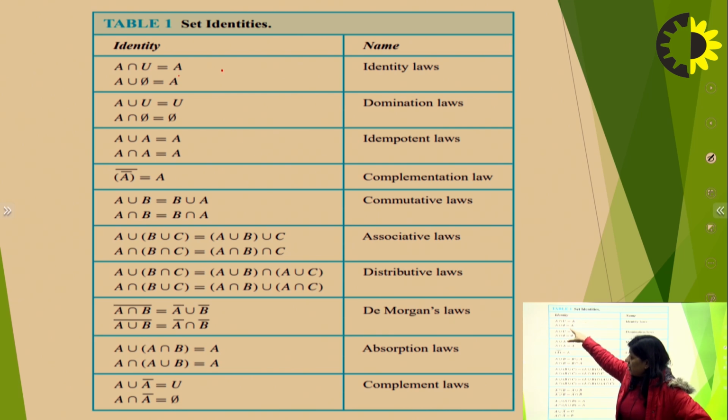A union phi is equals to A. This is the identity law. Next one is domination law. Domination law means A union with the universal set is equals to the universal set, or A intersection phi is equals to phi. This is the domination law.